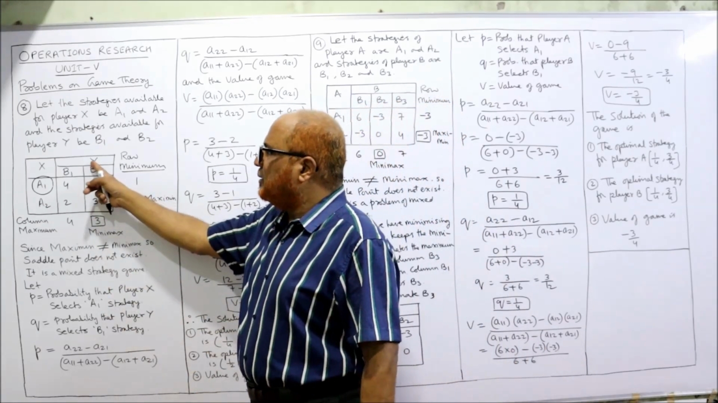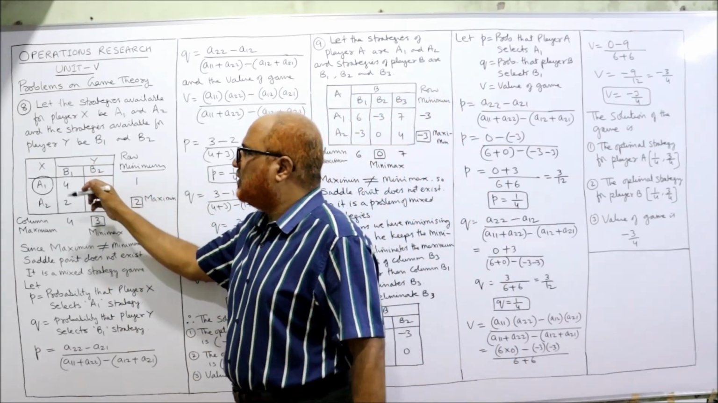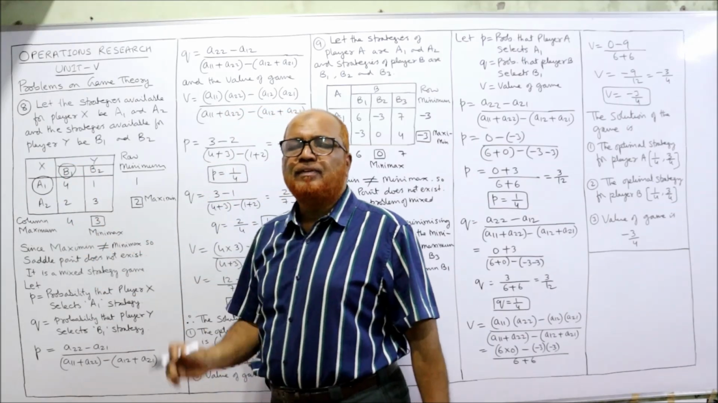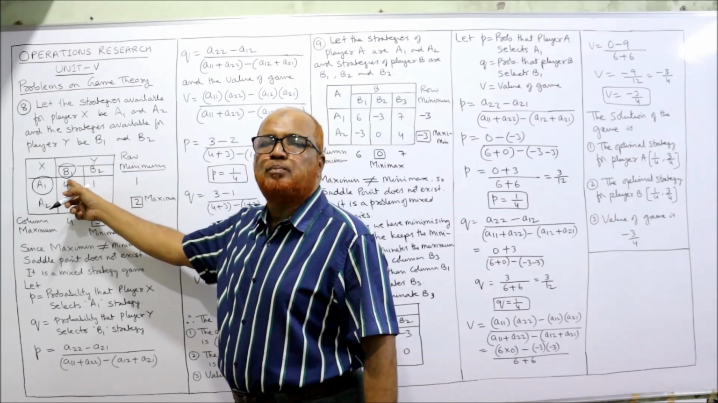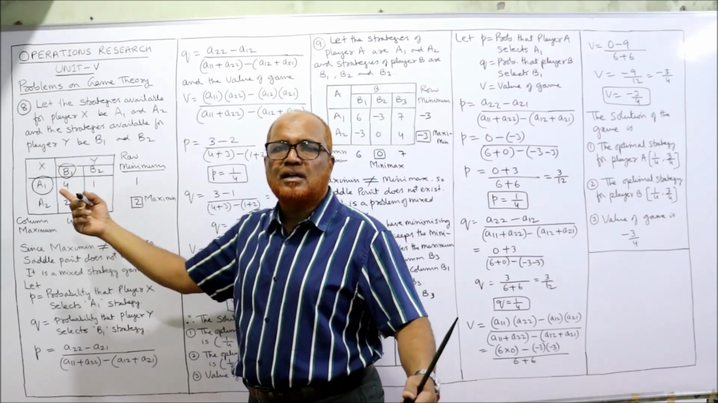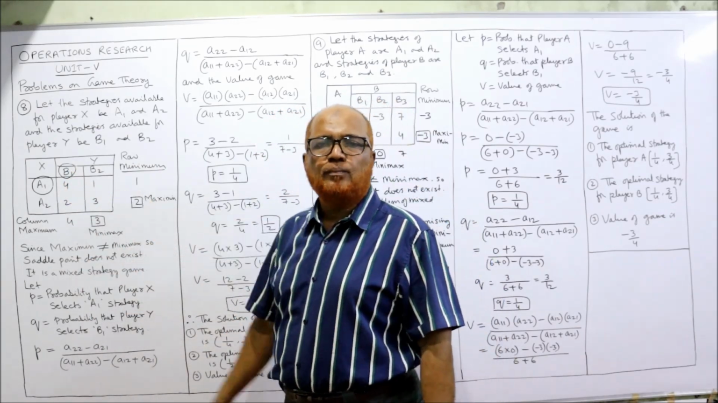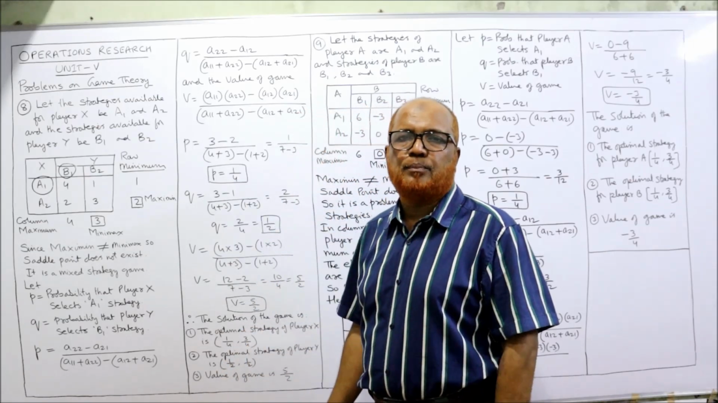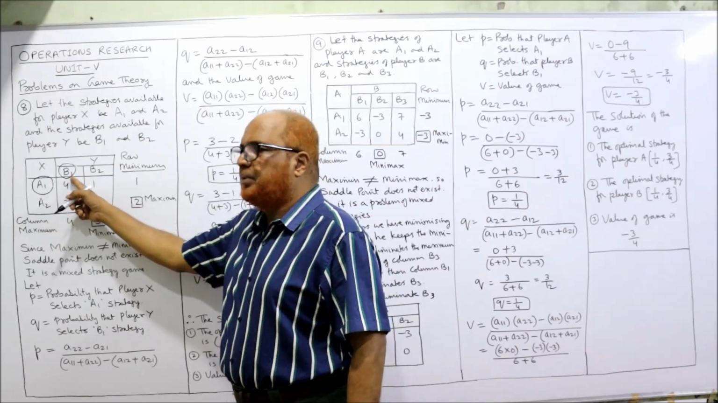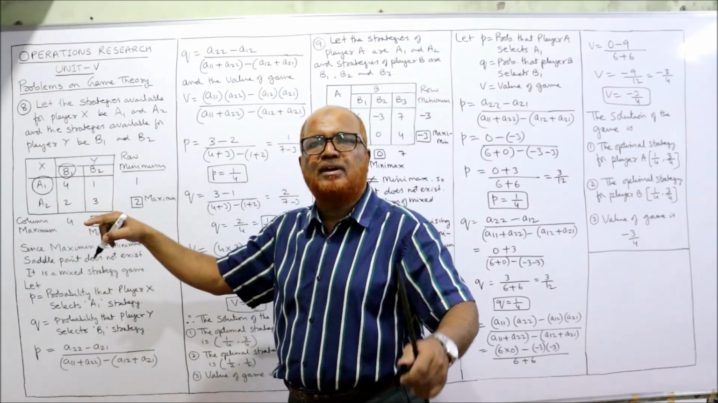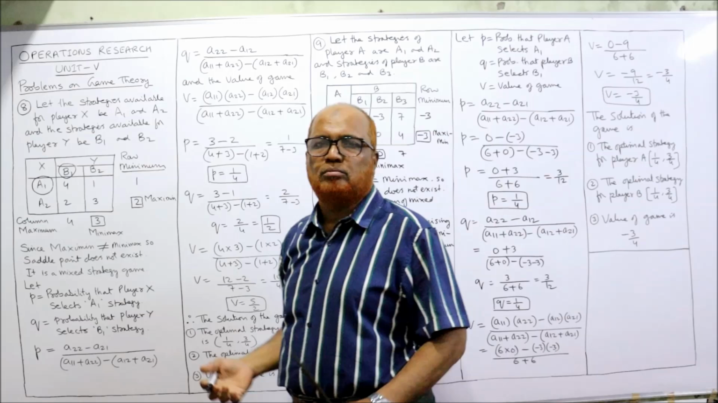Similarly, for player Y, B1 is a strategy. If we find the probability that Y selects B1 is 0.3, then it is understood. What is the probability of B2? 1 minus 0.3, that is 0.7. So if we calculate the probability of A1 and B1, that is enough. Automatically we can get the probability of A2 and B2, right?